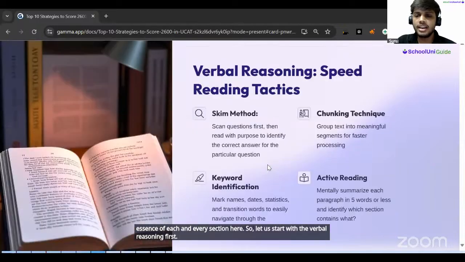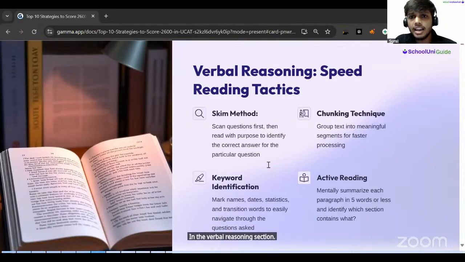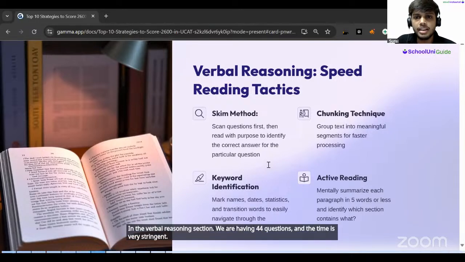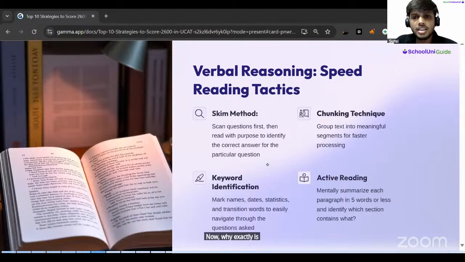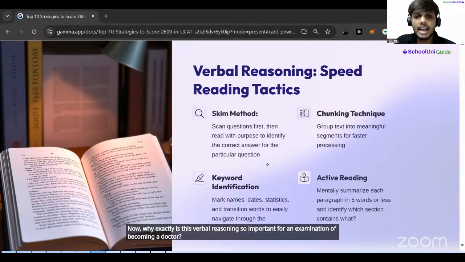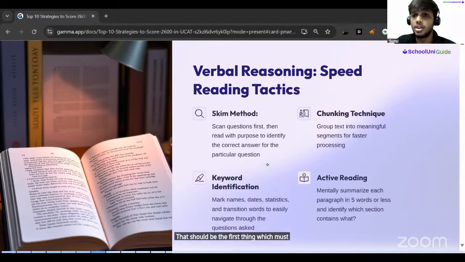In the verbal reasoning section, we have 44 questions and the time is very stringent. You only have 30 seconds to answer one question. Now, why exactly is verbal reasoning so important for an examination for becoming a doctor? That should be the first thing that comes to your head.